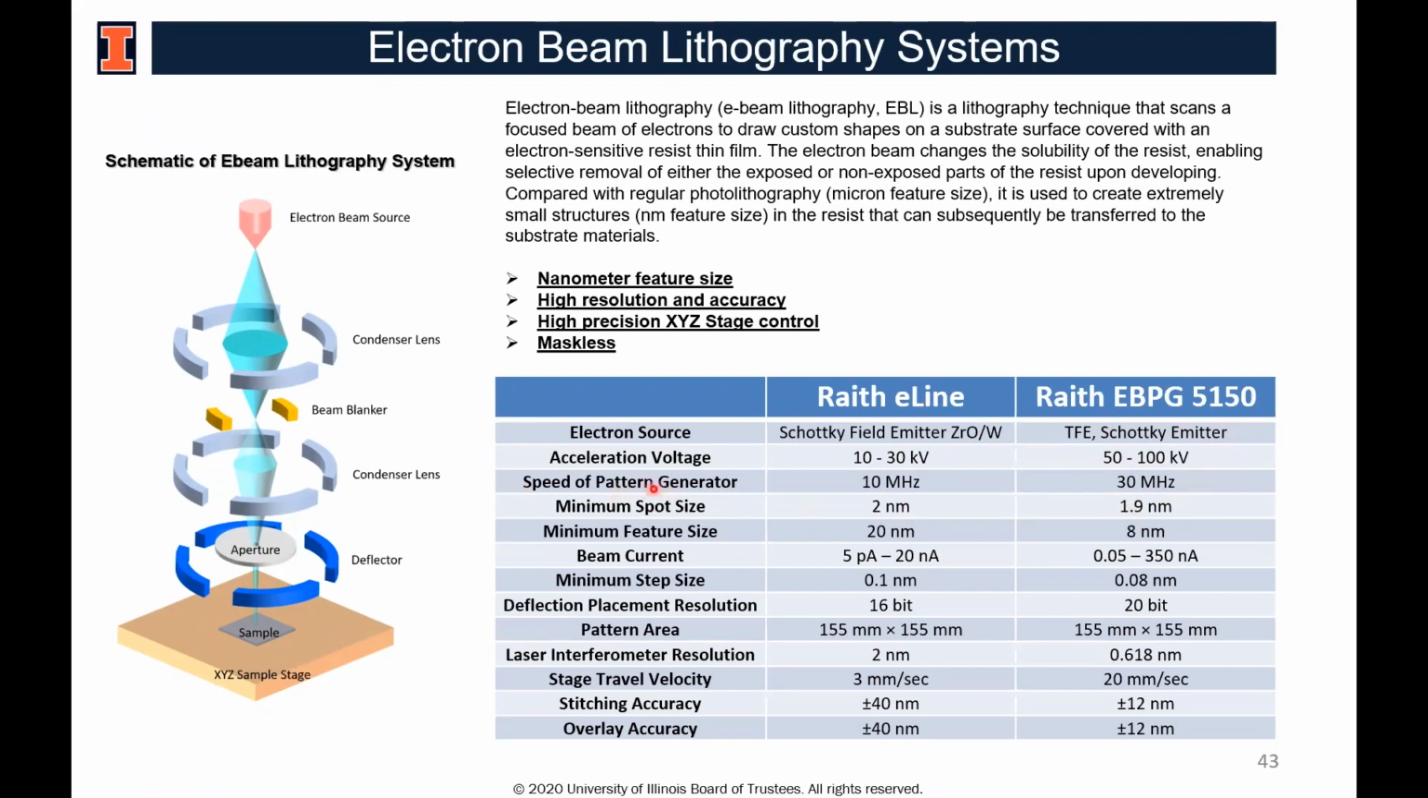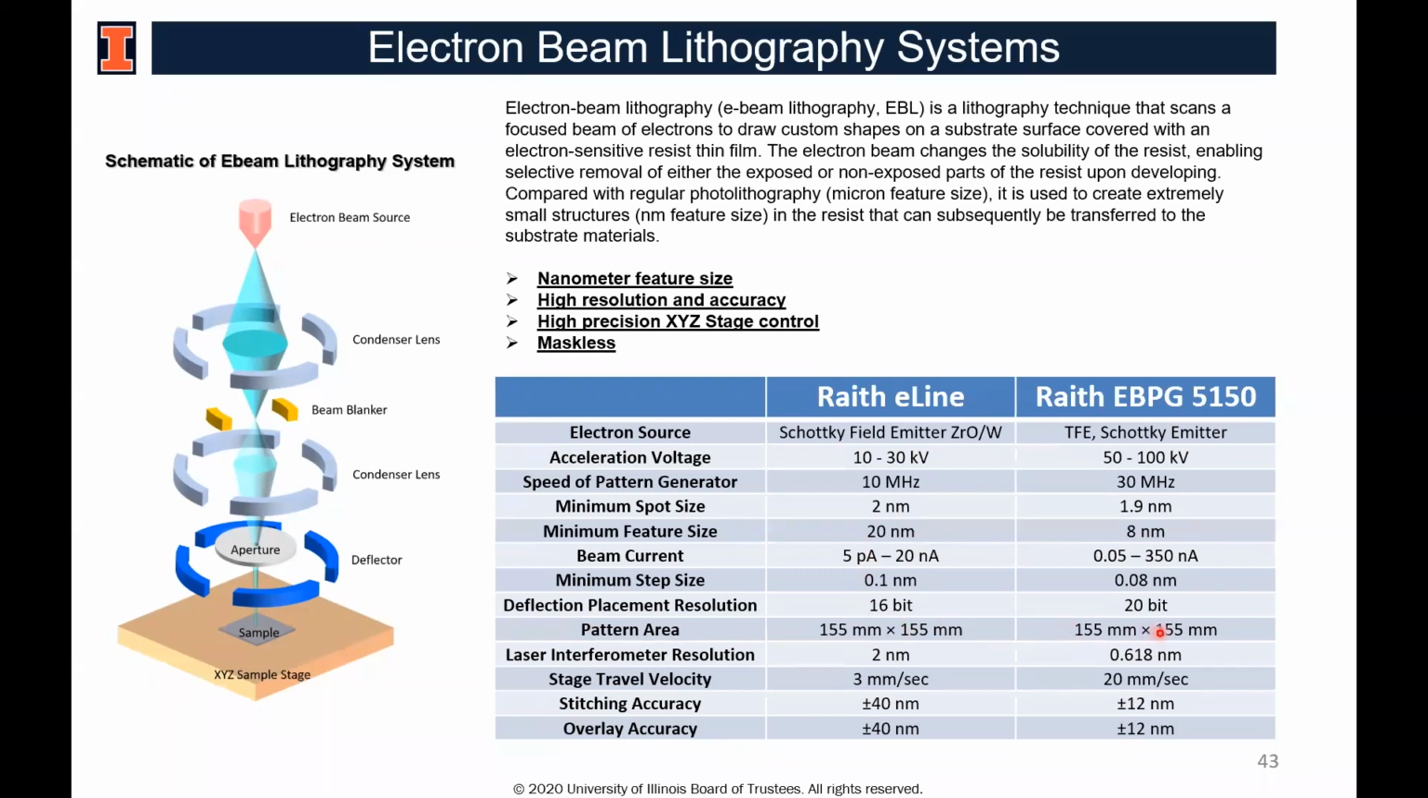Also, the speed of the pattern generator is much higher. And you can see here the minimum feature size from 20 nanometer down to 8 nanometer. And you can take a look here at the beam current. The highest beam current they can reach is 20 nanoamps for E-line, but it's up to 350 nanoamps for EBPG 5150. It means that it can actually supply an even larger dose. When the dose is higher, it can dramatically decrease the process time. And the minimum feature size, you see here, is 8 nanometer compared to 20 nanometer.